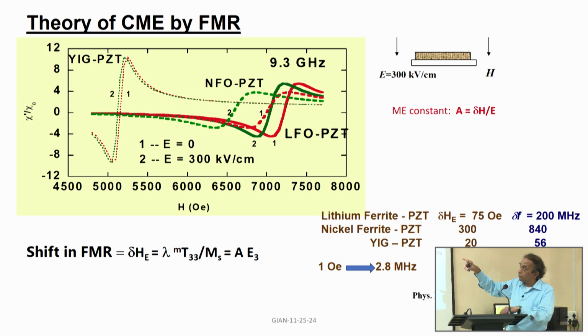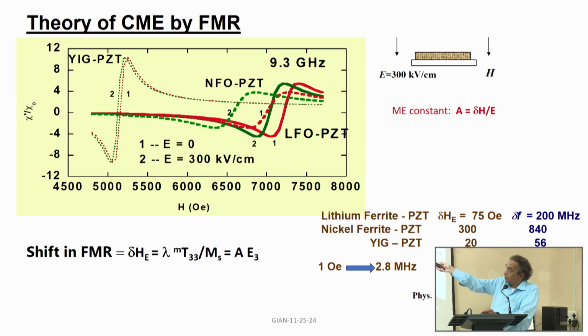So these are theoretical simulations for the 3 different systems of bilayers. One is yttrium iron garnet with PZT, the other is nickel ferrite and PZT, the third one is lithium ferrite and PZT. And the profiles are shown for 2 conditions. One is no electric field applied to PZT, and the second one is a field of 300 kilovolts per centimeter. That's a very high field. But for theory, you can assume whatever field you want. There is no harm. Okay.